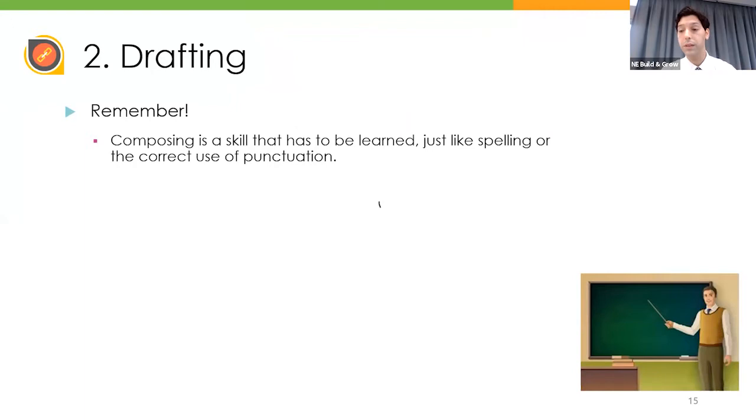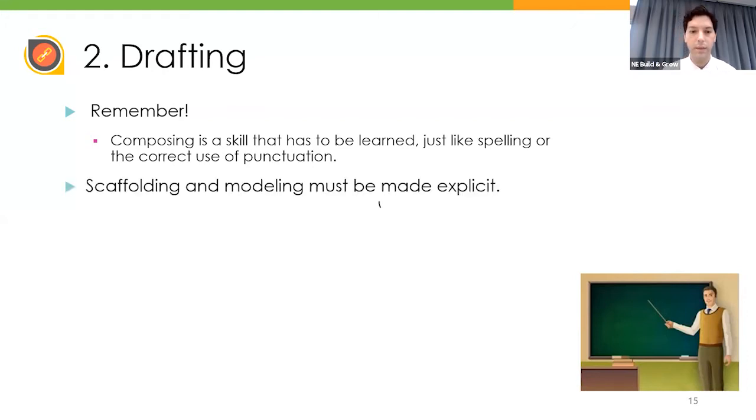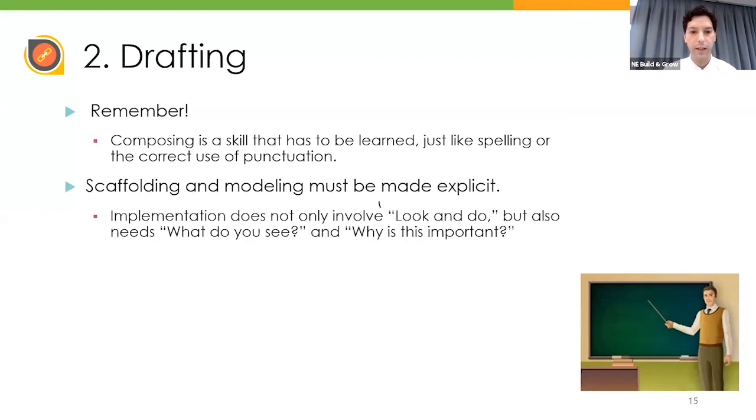Right? Well, first of all, you should remember that composing is a skill that has to be learned, just like spelling or the correct use of punctuation, right? So what does that mean? It means that scaffolding and modeling must be made explicit. Okay, when you're teaching writing, the organizational structure and modeling have to be explicit, right?